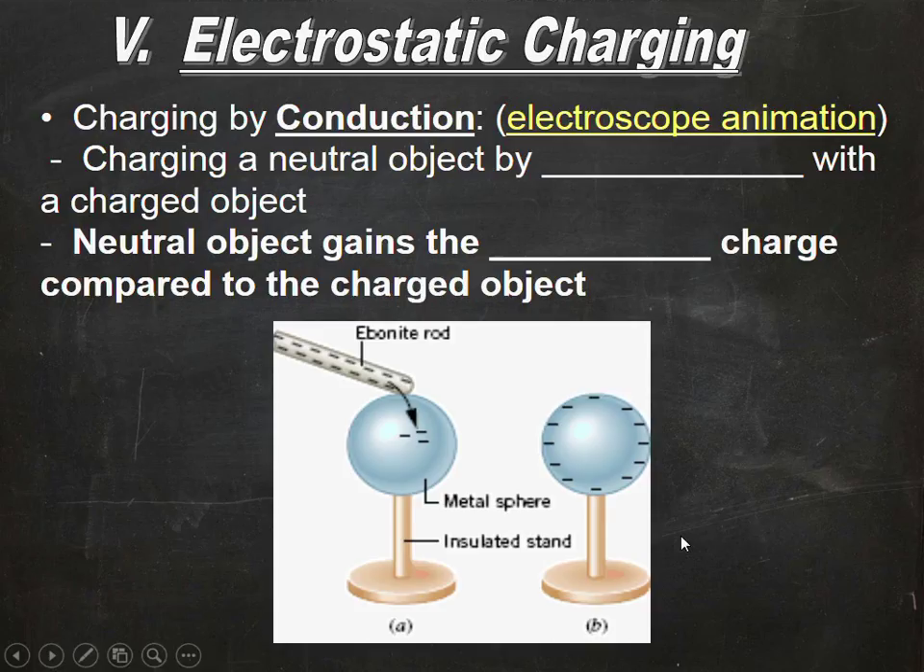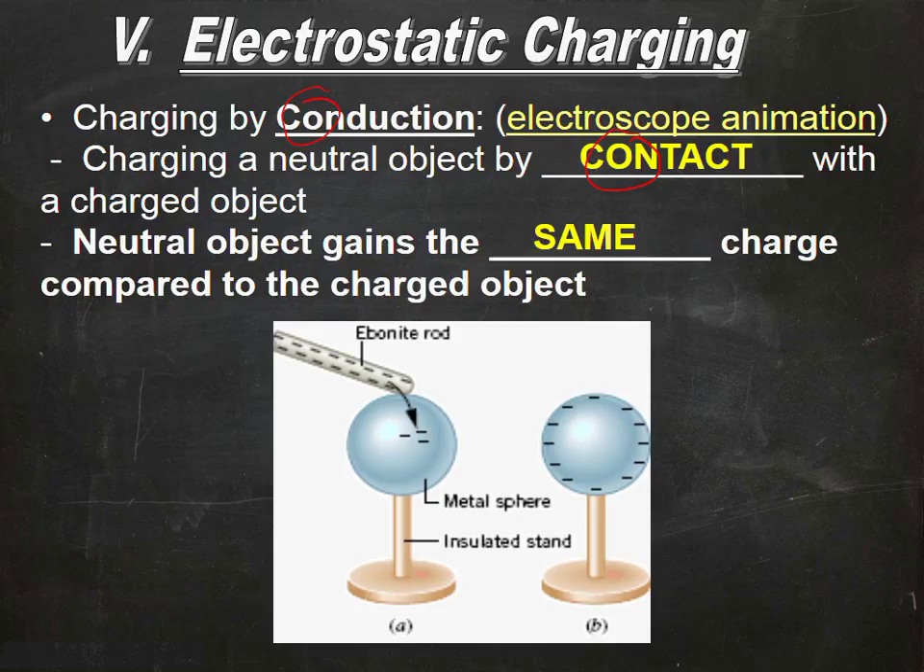Now let's look at ways to actually charge an object. First and easiest way to charge an object is through conduction. And this is charging a neutral object by contact. See the word conduction, and this begins with contact. So take a neutral object, have it in contact with a charged object, and it becomes charged. Now the neutral object always gains the same charge compared to the charged object.